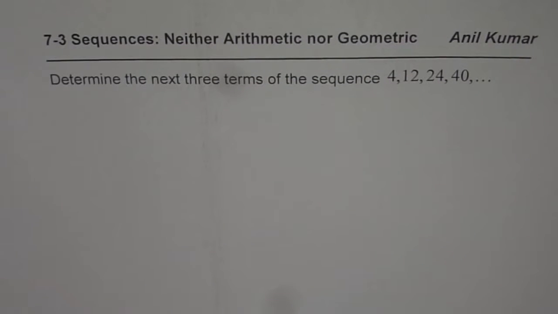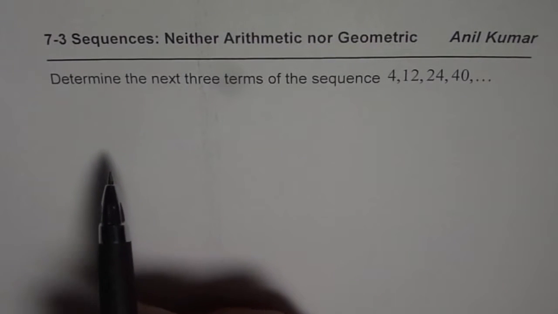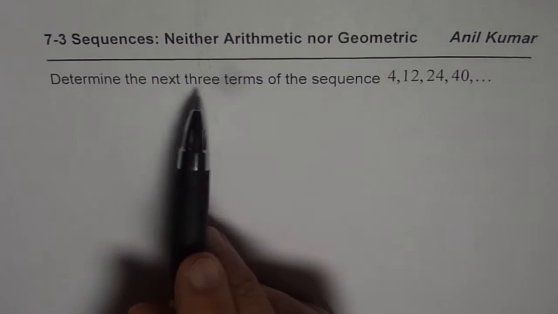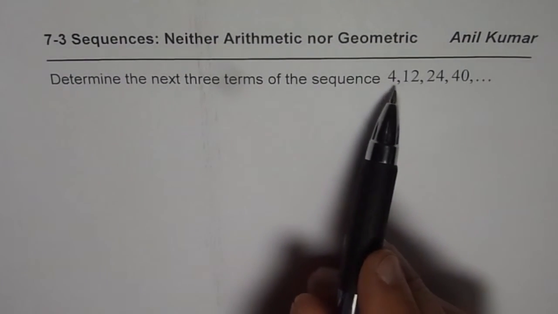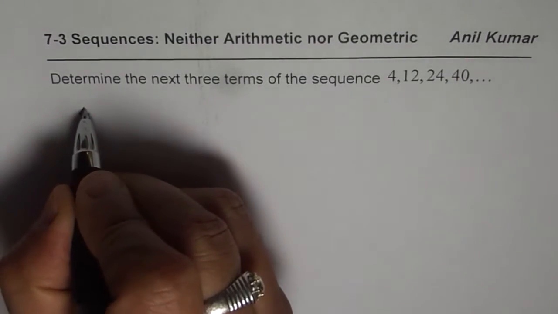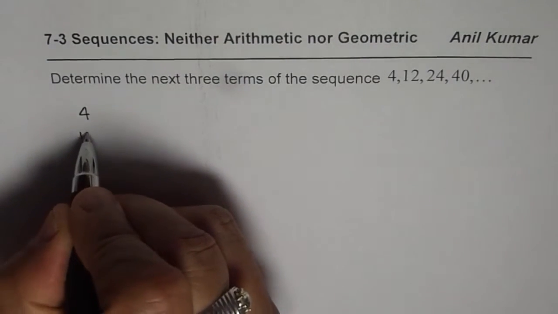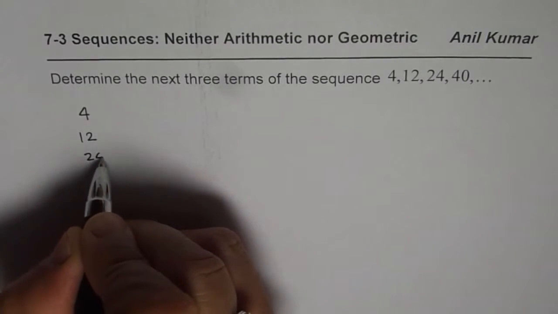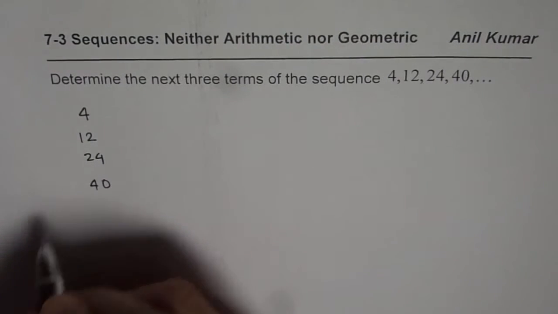I'm Anil Kumar and we are exploring discrete sequences which are neither arithmetic nor geometric. Here is another example. Determine the next three terms of the sequence 4, 12, 24, 40 and so on. So let's write down the terms, which is 4, then we have 12, 24 and then we have 40, right?